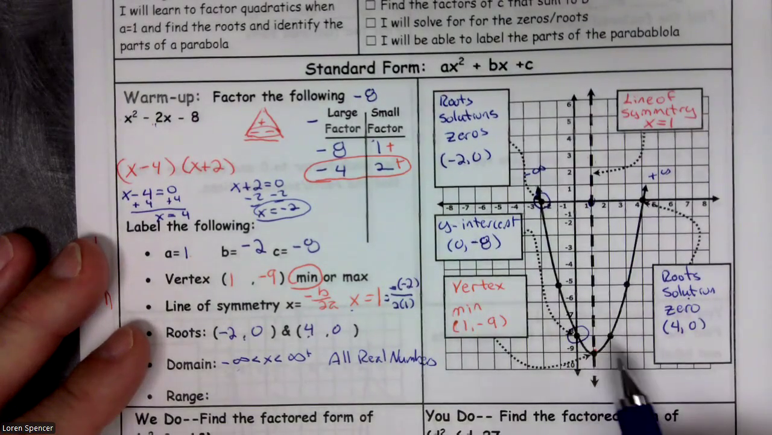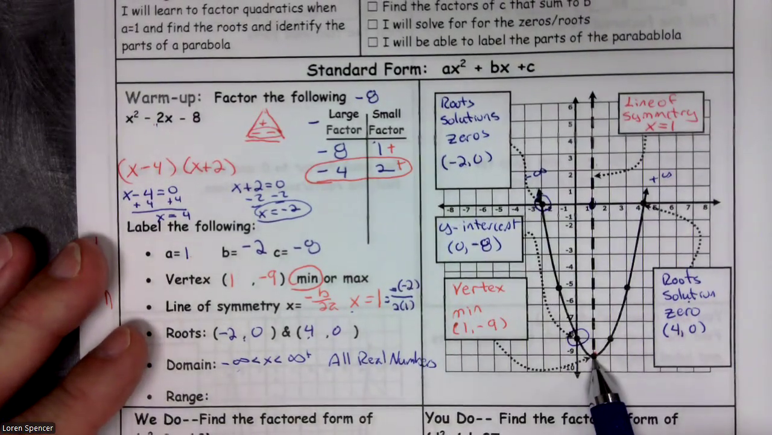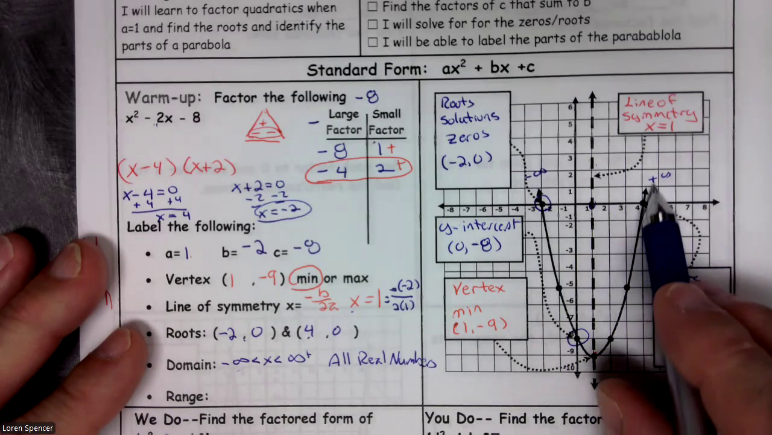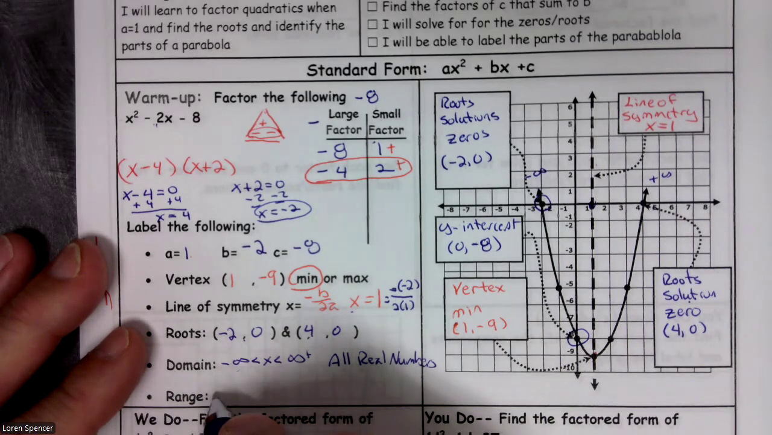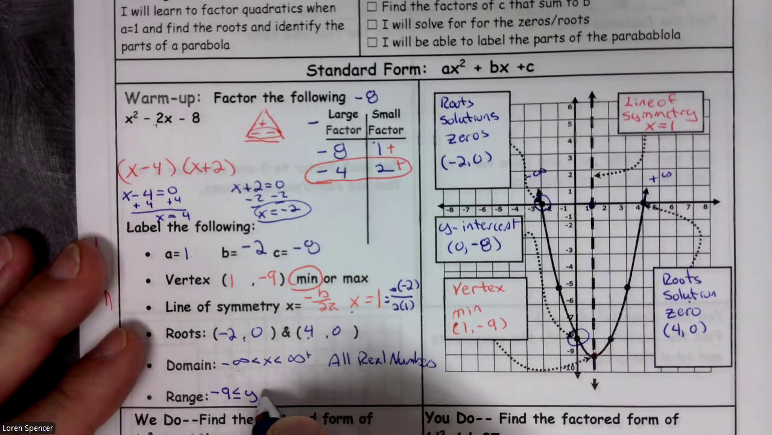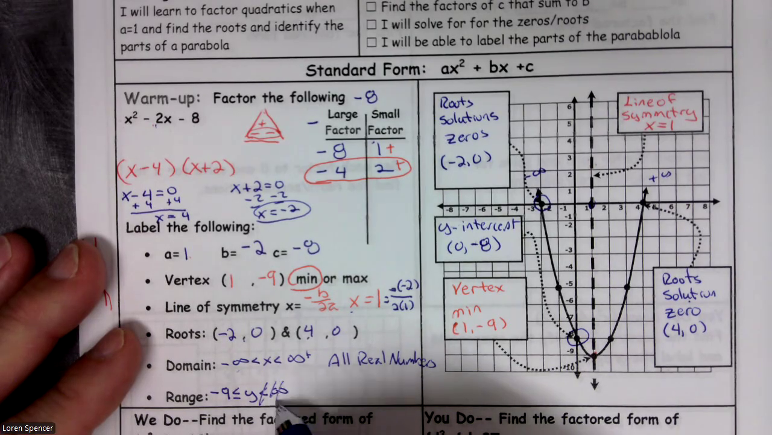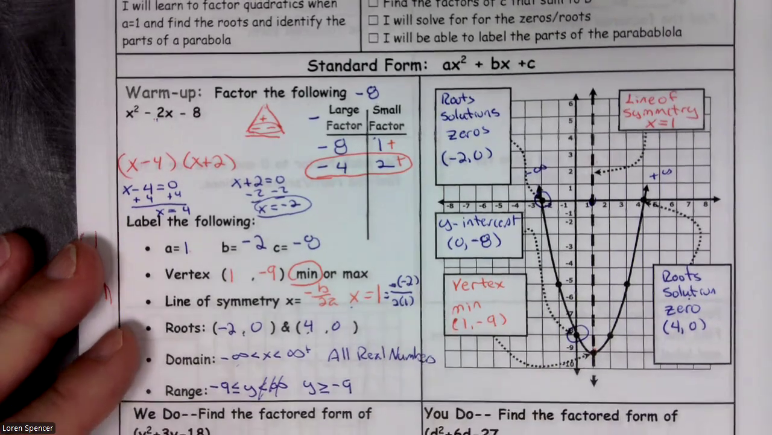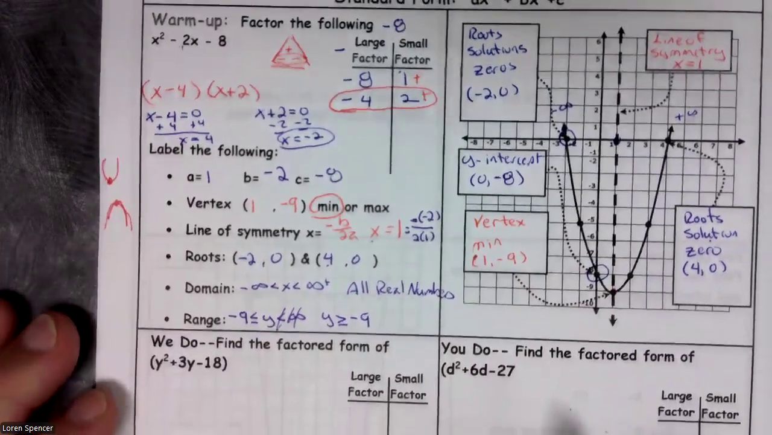The range, we have a solid line, we have a solid point. So we start at -9 and we have an arrow and we're going to +infinity. So technically we have -9 is less than or equal to y. And remember, range is the y less than infinity. Well, we don't have that. And then we have to flip it. So y is greater than or equal to -9, or all real numbers greater than or equal to -9.